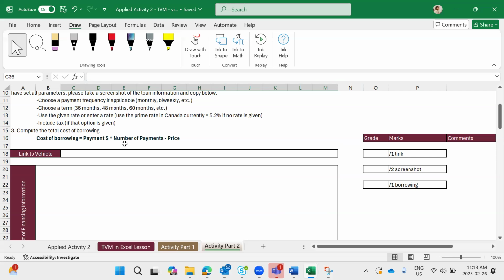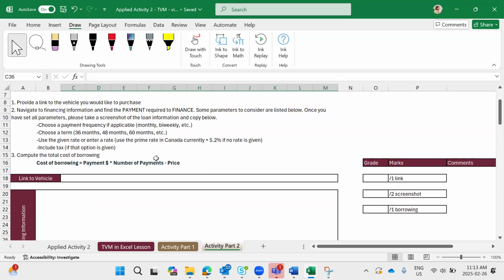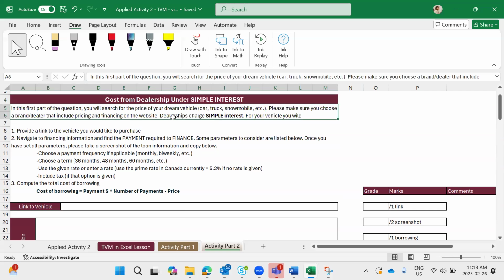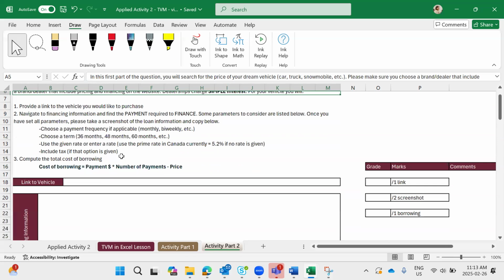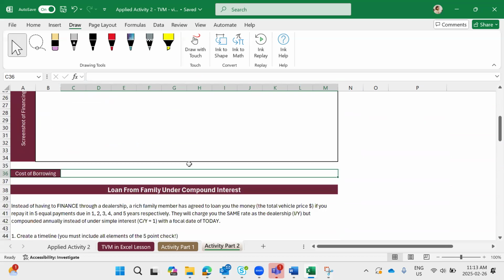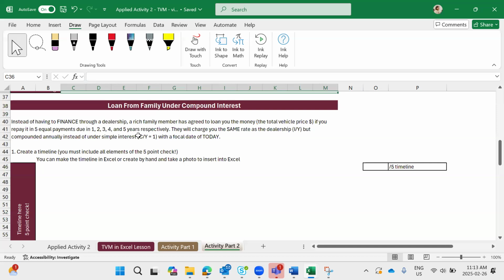And there will be some cost of borrowing because there is interest. When you buy a vehicle from a dealership, usually they charge simple interest. So step one is figuring out under simple interest how much the cost of borrowing would be based on the payment information provided on the dealership website. Then you're going to do a kind of made up theoretical situation that let's say you could get money from a family member as a loan instead of financing through the dealership.